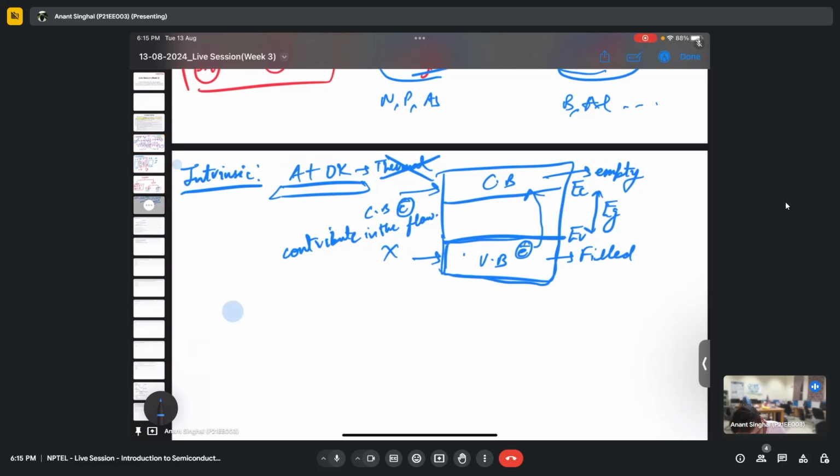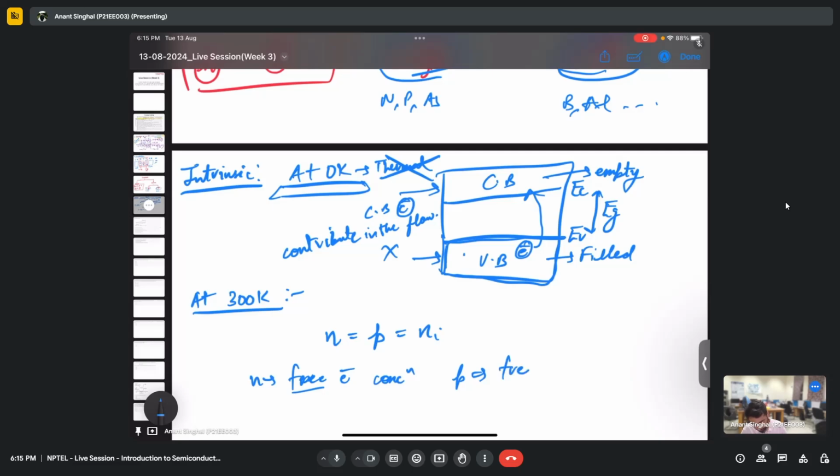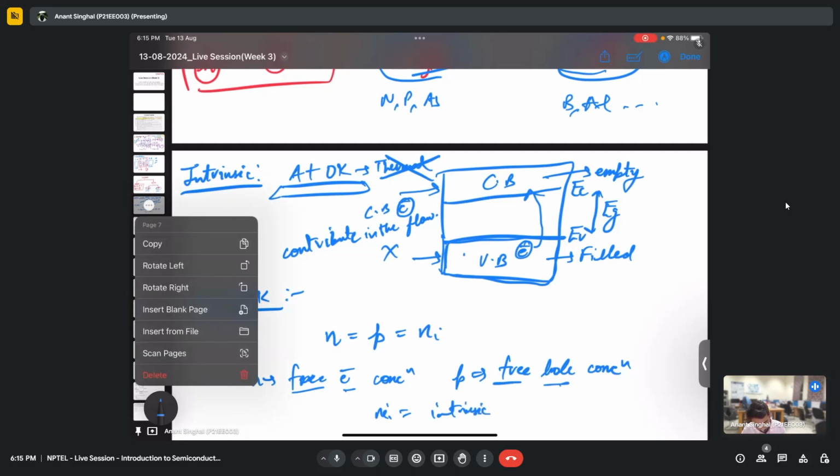And if I now talk about room temperature, that is 300 Kelvin, the number of electron carriers equals the number of holes, which equals the intrinsic carrier concentration. This is a very key thing. Here n is the free electron concentration, by free I mean that they can move. p is the free hole concentration, and ni is the intrinsic carrier concentration. We know this from the basics taught in the course by Professor Naresh Imani.